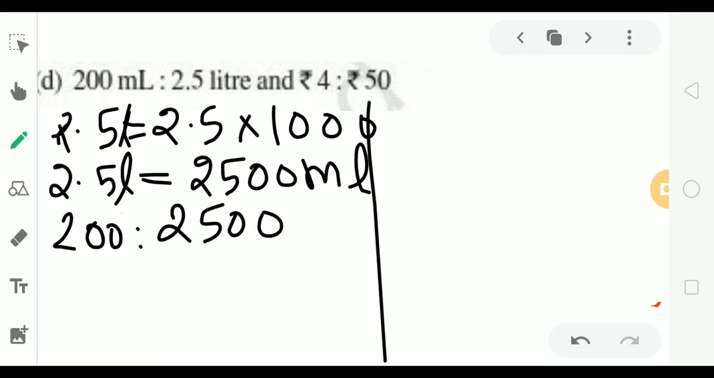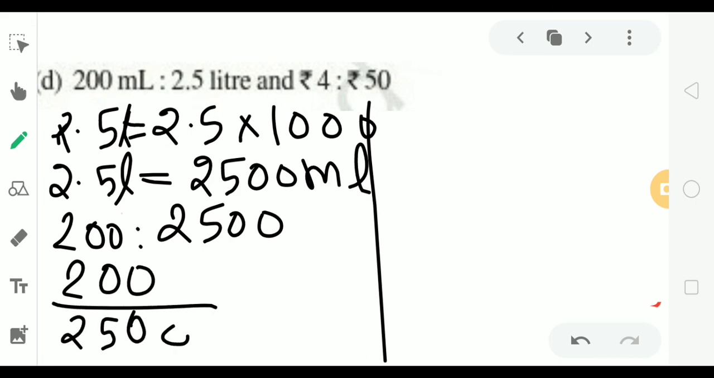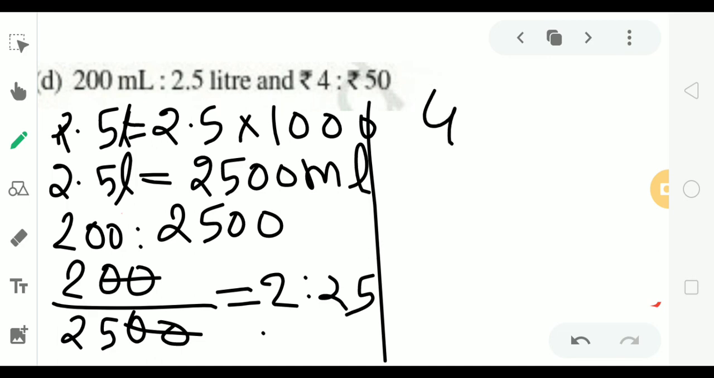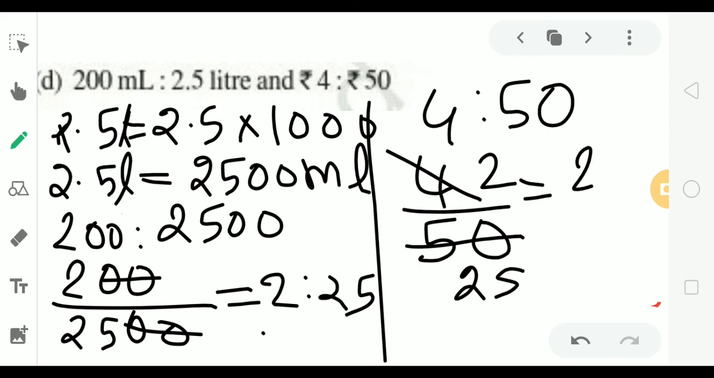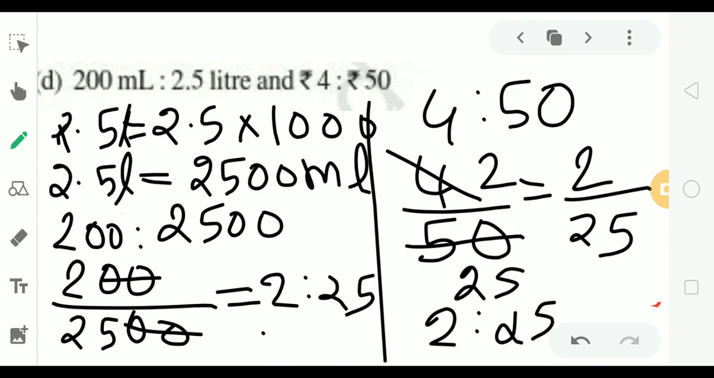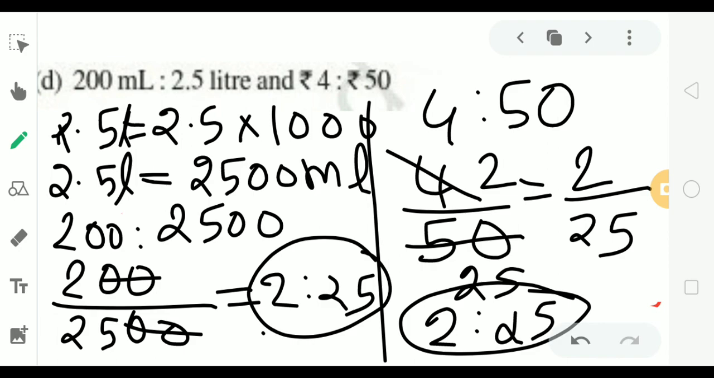Now we will write the ratio 200 milliliter is to 2500 milliliter. So we write them as fraction 200 over 2500. The last two zeros we cut. So we get this as 2 is to 25 in the simplest form. The next ratio is 4 rupees is to 50 rupees. As a fraction, 4 upon 50. In the 2 table, 4 is 2 times, 50 is 25 times. So 2 over 25, which is 2 is to 25. The simplest forms of both the ratios are the same. So these four quantities form a proportion. So this statement is a true statement.